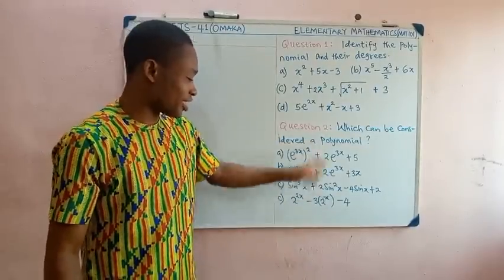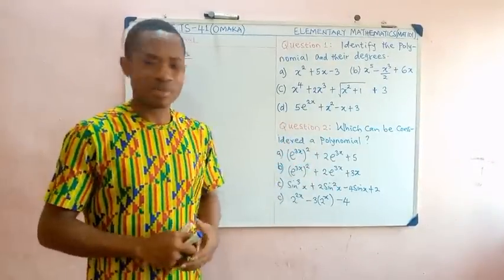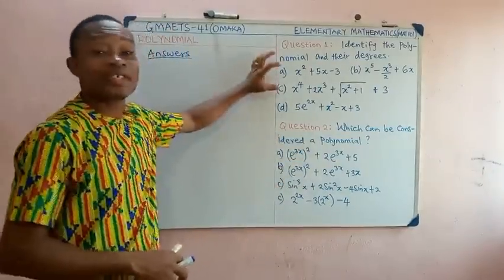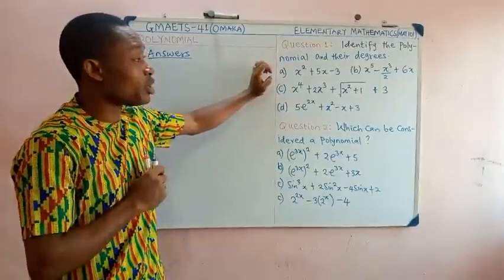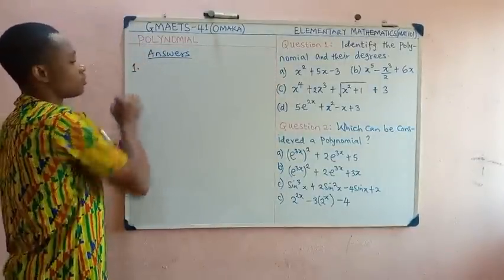I have these expressions here. Which ones can you consider to be a polynomial? If you see, it's not all about the simple expressions we introduced earlier. So just looking at these, which ones can you call a polynomial? Alright, we'll come to question number 2. Let's first look at question number 1, where we have to identify the polynomial and their degree. So we'll start. Answers. So number 1.